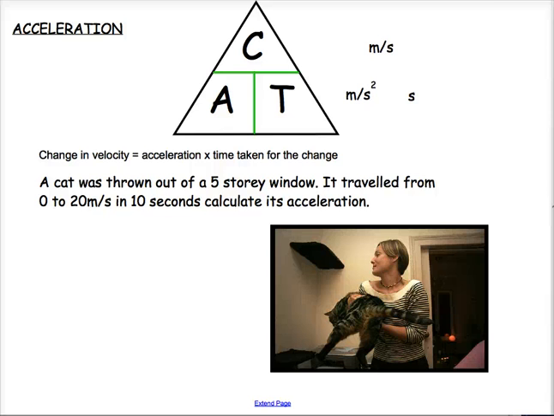Okay, we're looking at acceleration now. We need to understand velocity for this, and velocity-time graphs. So do go back and have a look if you're not quite sure about those first.